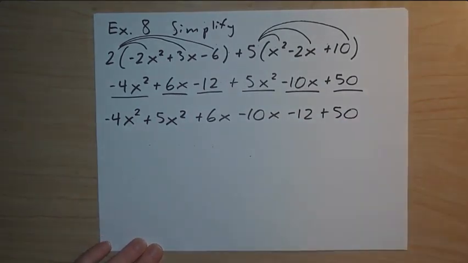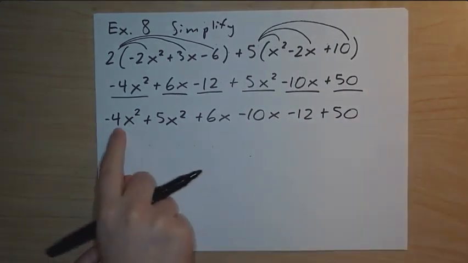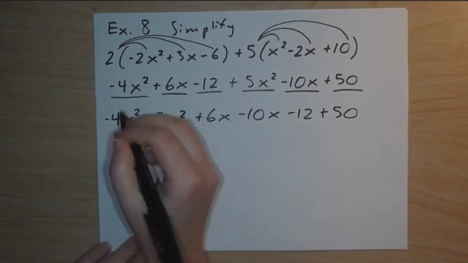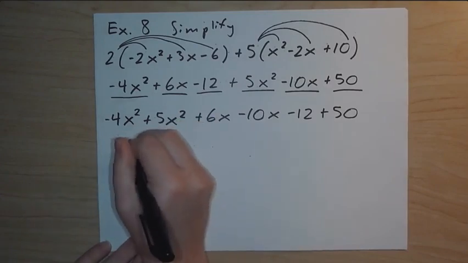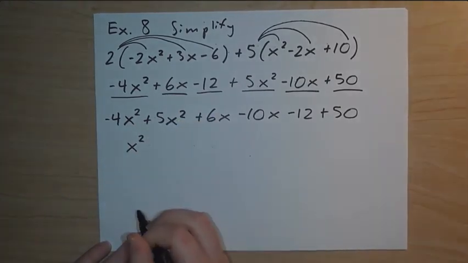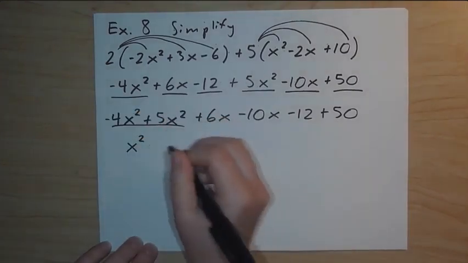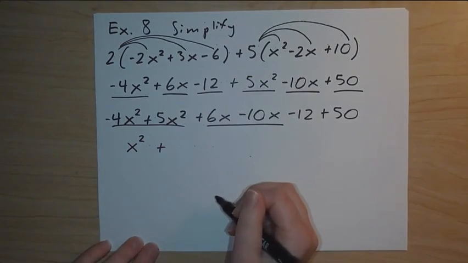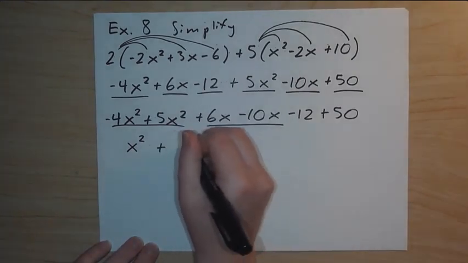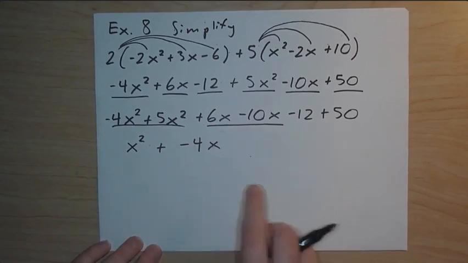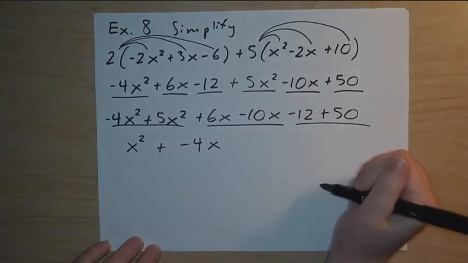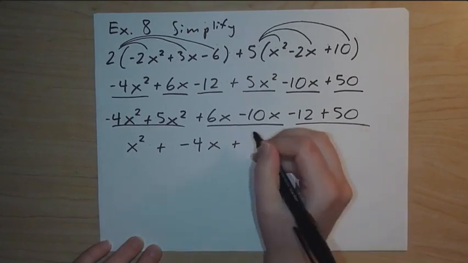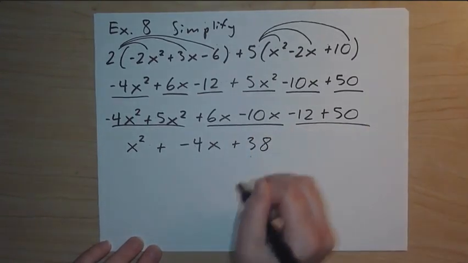And now that we've done that, it's going to be easier to see. So now we can add our like groups together. Negative 4 plus 5 is going to give us positive 1. So it's going to give us just 1x squared. I don't need to write the 1 there. And for our next group here, we have 6x minus 10x, which is going to give us negative 4x. And then for our last group, we have negative 12 plus 50. So that's going to give us positive 38.